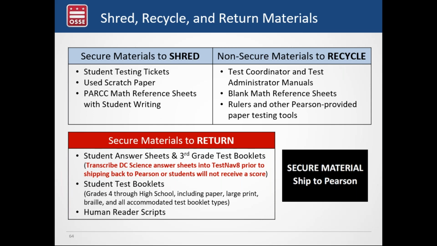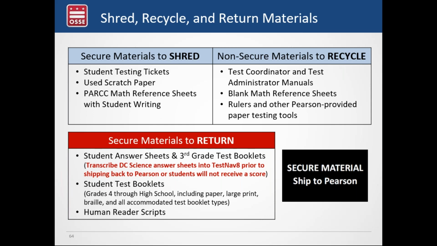Secure materials that need to be shredded. This is something that is not tracked by Pearson, but has information on it that we don't want to be out in public. So that would be a student testing ticket, scratch paper that students used. They have their work on it and show things about the problems that they completed. And also the math reference sheets if the students write on them like scratch paper, which happens. You give the student the paper, they may write all over it. If they do have any writing on it, then it should be shredded instead of recycled.